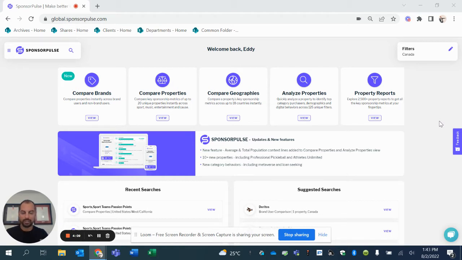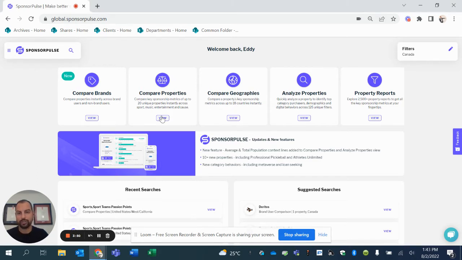So for the sake of today's case study, let's go ahead and assume that we are an automotive brand looking to expand our presence in the market of California. You know what? We'll go ahead and imagine that we are Ford Motor Company, looking to expand our presence in California through sponsorship.